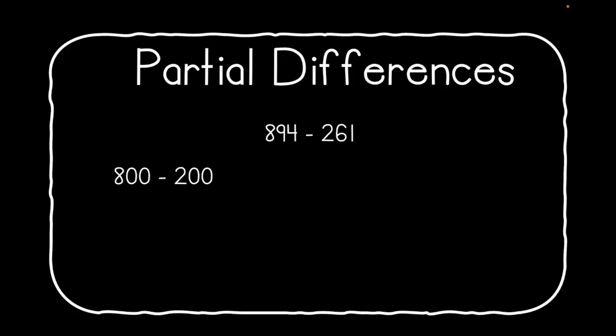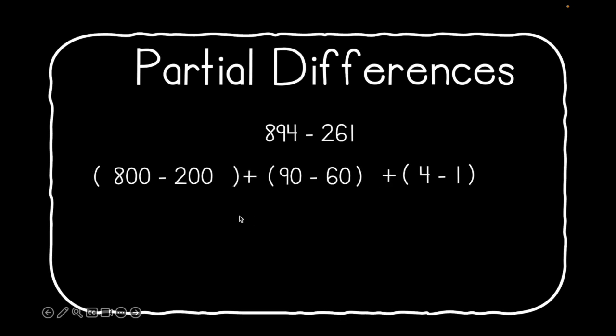So we're going to find the difference of 800 and 200, the difference of 90 and 60, and the difference of 4 and 1. And gasp, we're going to put them back together. Now, this is the part where kids get a little bit confused with partial differences, because there's a plus sign and this is a minus problem.